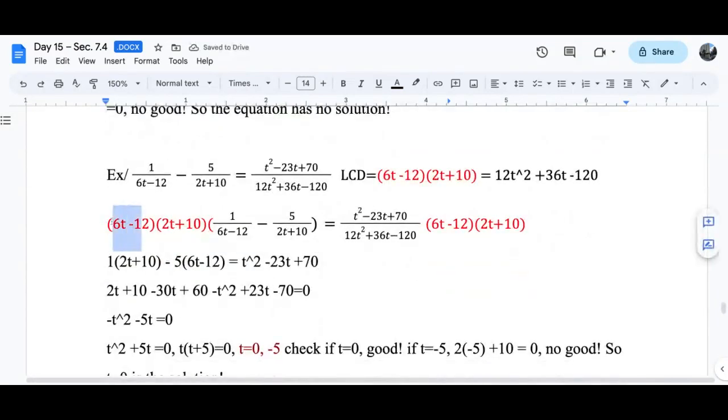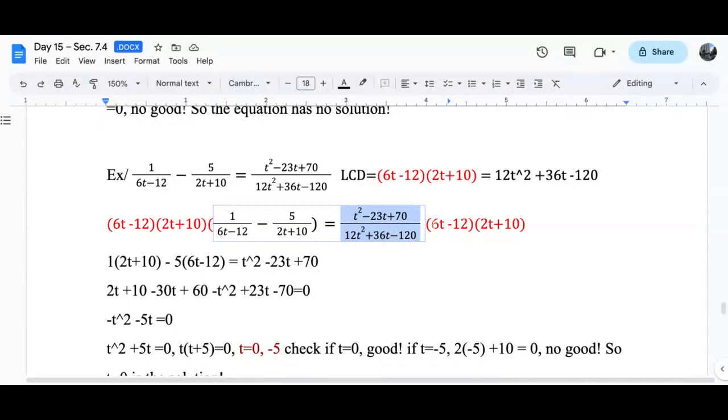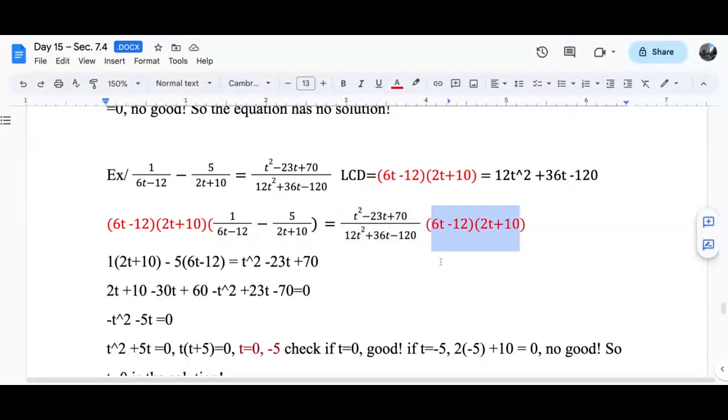You see here, 6t minus 12 cancels 6t minus 12. So we get a 1 times 2t plus 10 for the first one. The second one, 2t plus 10 cancels the 2t plus 10. So we get a negative 5 times 6t minus 12. And then this denominator is just the LCD, so they just canceled. So we're left with just the numerator. The numerator is t squared minus 23t plus 70. Then we just combine like terms. Does that make sense?